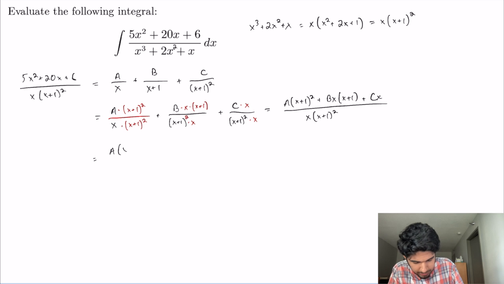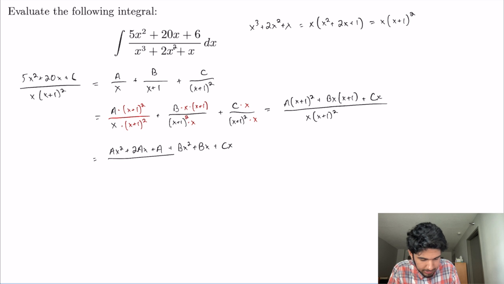And we can expand this fraction a little bit more, especially in the numerator. (x plus 1) squared is x squared plus 2x plus 1. So let's just multiply that through by A. So we'll get Ax squared plus 2Ax plus A. Bx times (x plus 1) is Bx squared plus Bx. And then we add on that Cx, and the denominator stays the same.